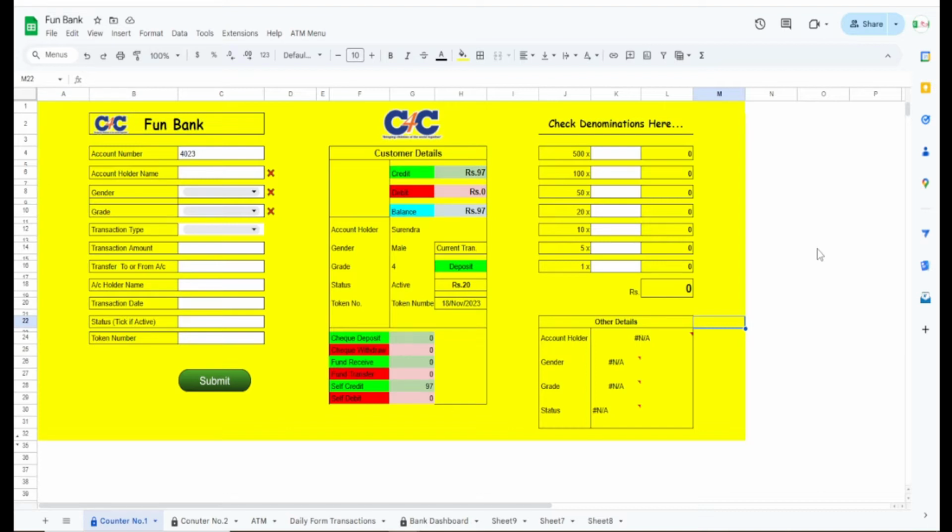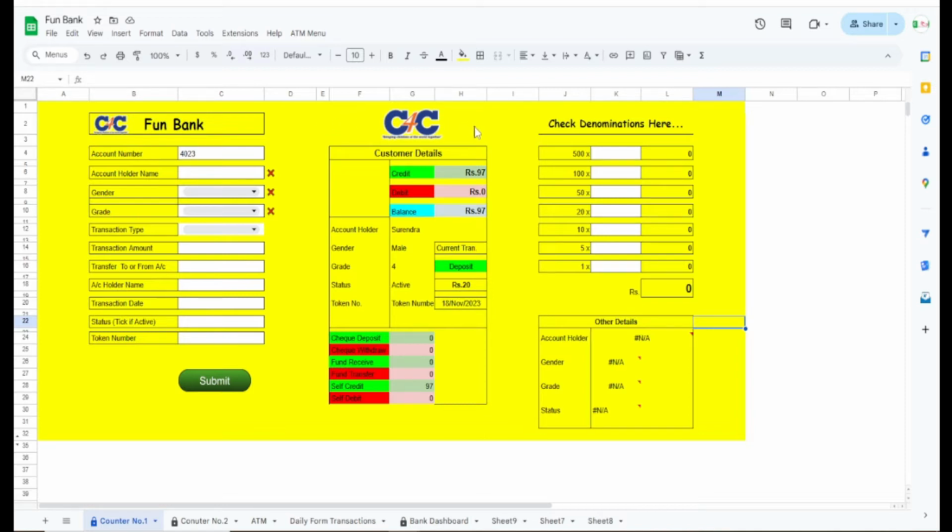But here, the bank which I'm going to demonstrate is just called the Fun Bank, as you see on the screen. It's a kind of bank for children. We did this with class 4 children last year, in the 2023-24 academic year. I would like to share with you all how it functions.